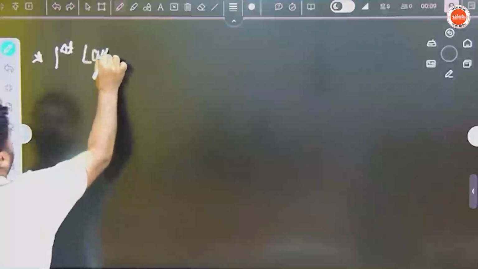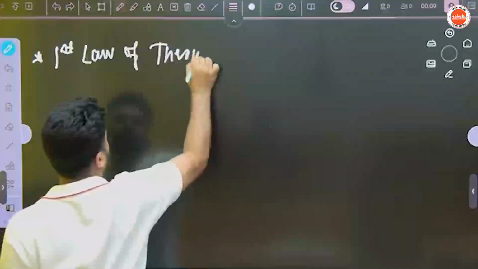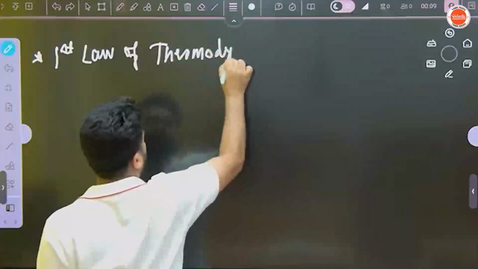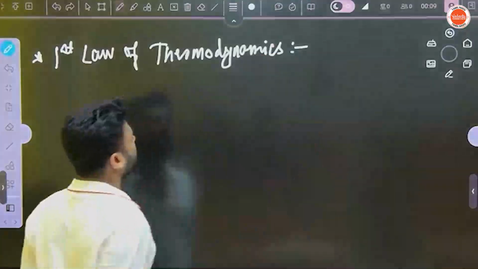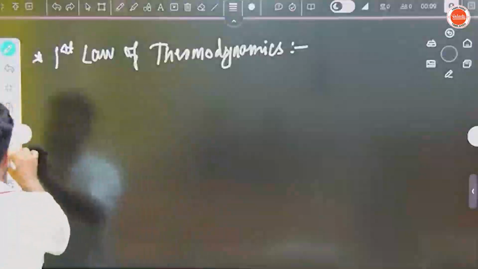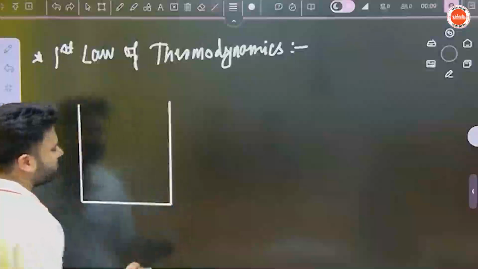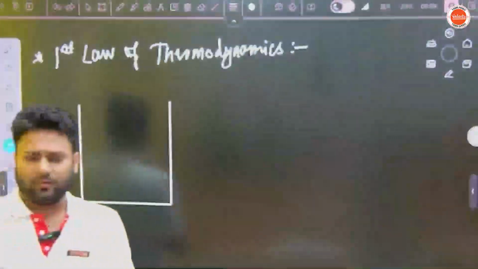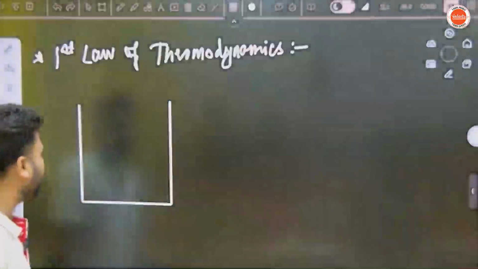Then we have the first law of thermodynamics. What is the first law of thermodynamics? For example, there is a beaker. You think like this, there is milk. It is applicable for gas, but so that you understand, I am taking one example.